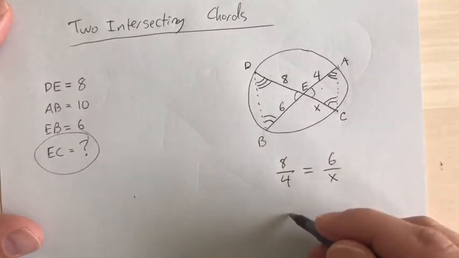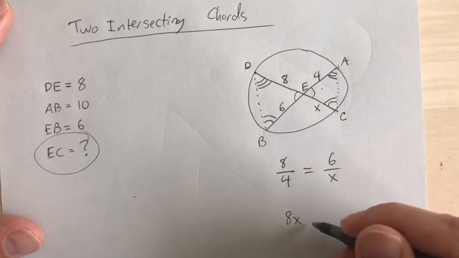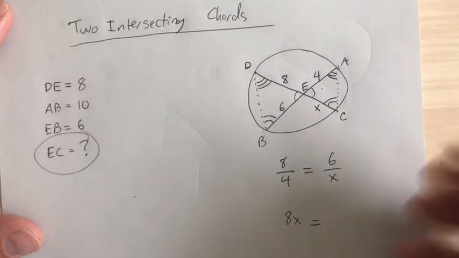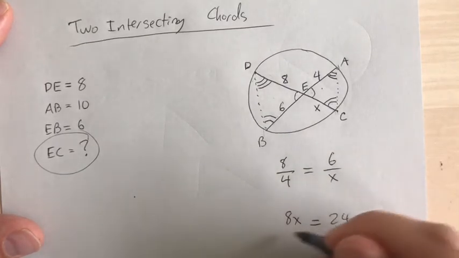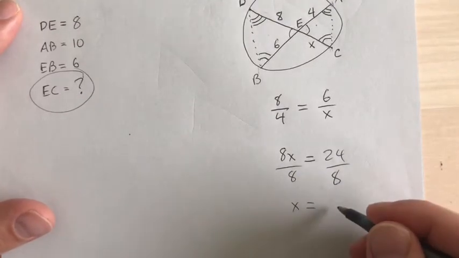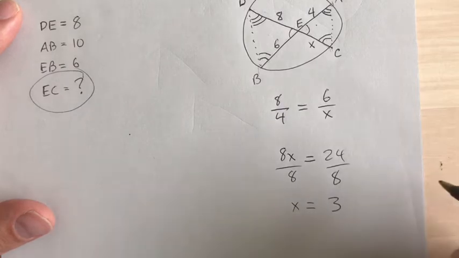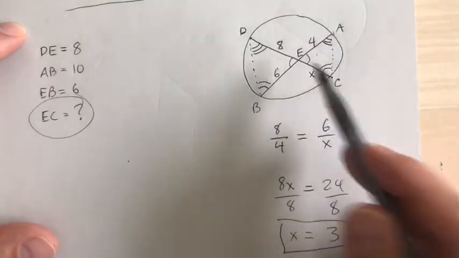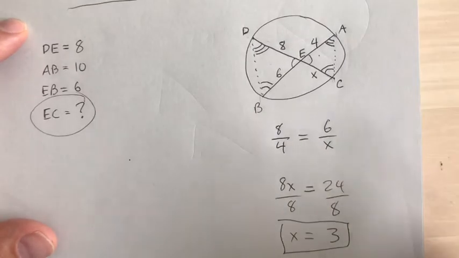So 8 times 6, we're going to cross multiply here. 8 times x is 8x, and 4 times 6 is 24. Divide by 8, and then x equals, what is that? 3. There we go. So the answer would be 3. That length EC is 3.